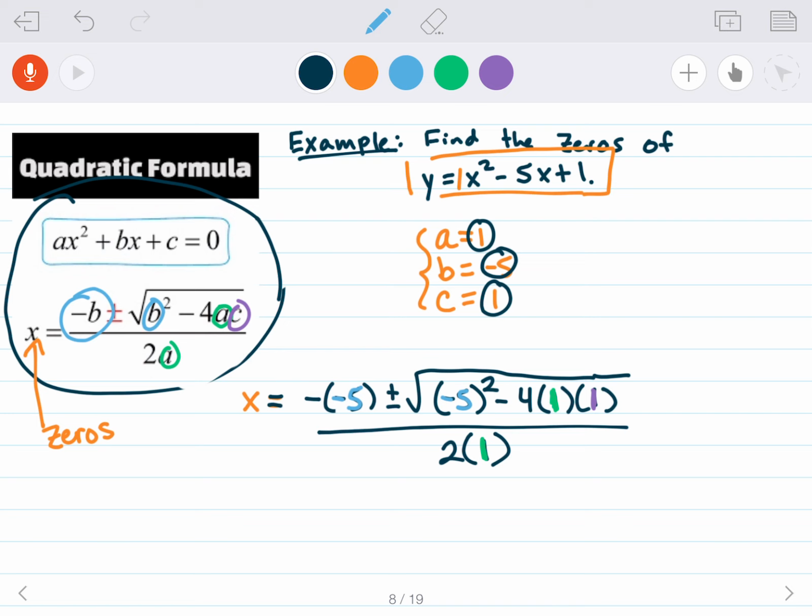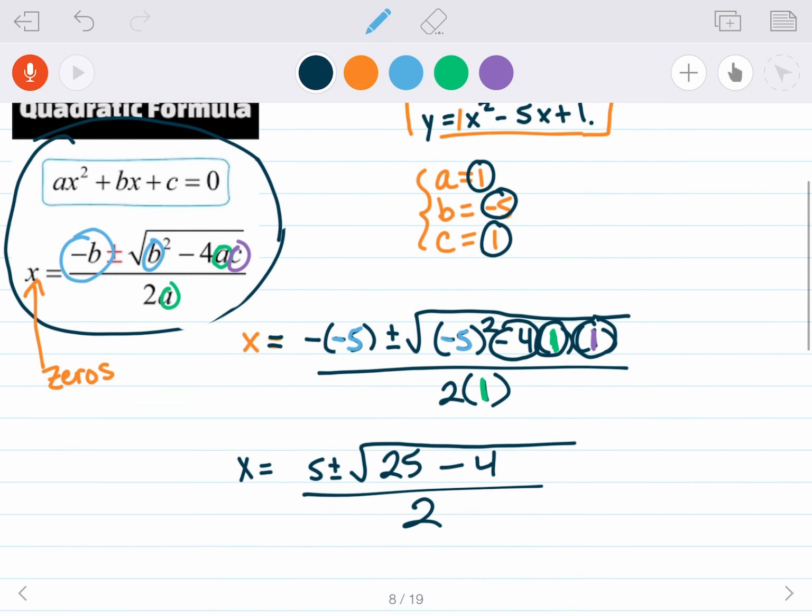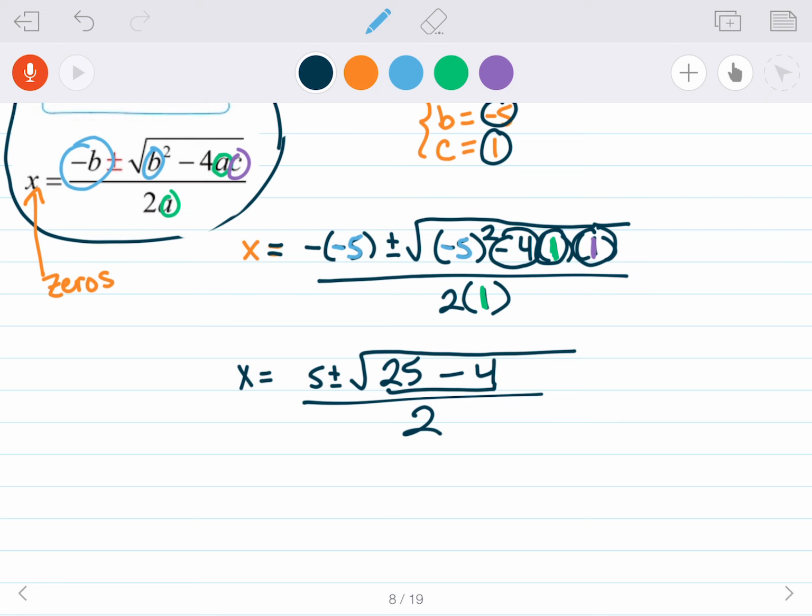And from here I can simplify. The first thing I notice is on the outside, these double negatives make a +5, so I can clean that up. On the inside, -5 squared is 25. And -4 times 1 times 1 is -4. On the bottom, 2 times 1 is 2. Under the radical, 25 minus 4 is 21. Yeah, took me way too long to do that.